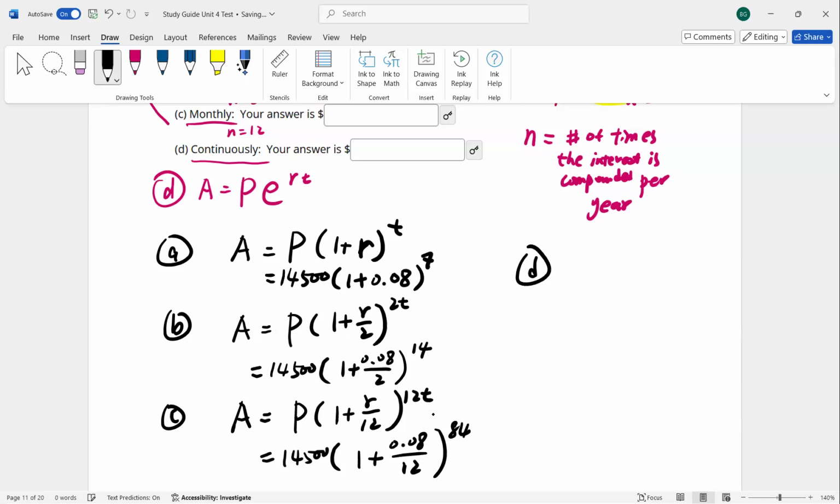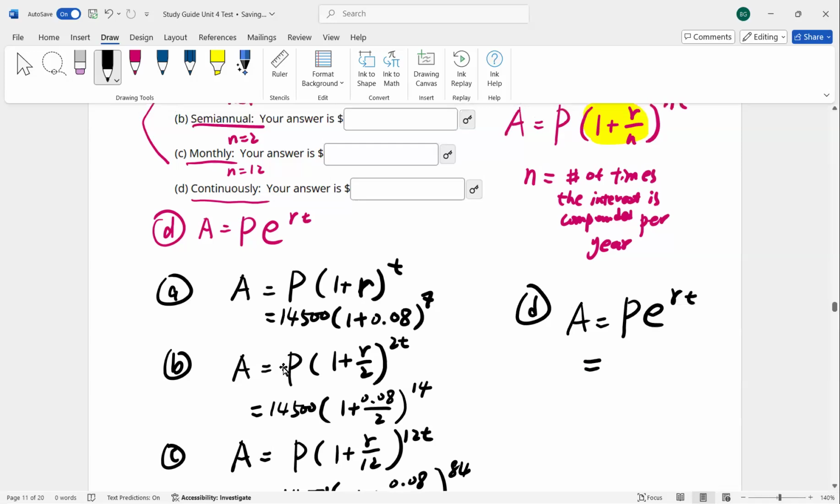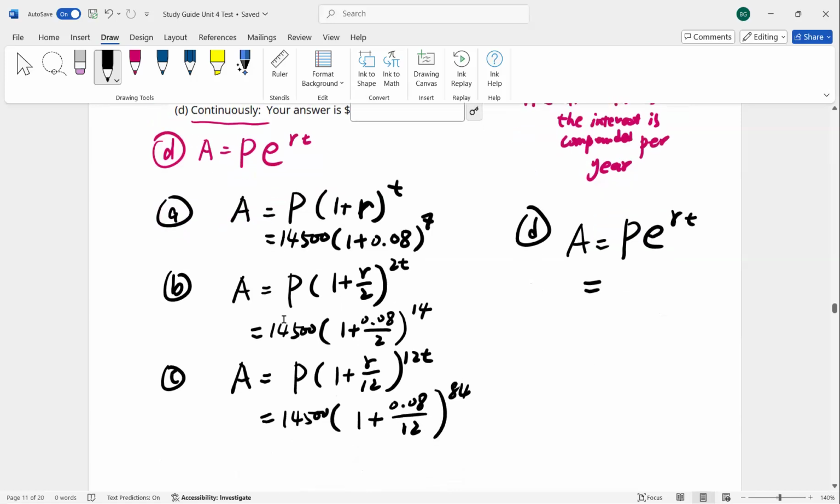Part D, continuously. A equals P E R T. One interesting thing about the exam is I went over the homework assignments in Unit 4. I wasn't impressed by the proportion of compound interest problems in the homework, but it has a bigger proportion in the test, which might be a good thing because I think my foundation tool covers those. Yeah, it's a foundation tool thing.